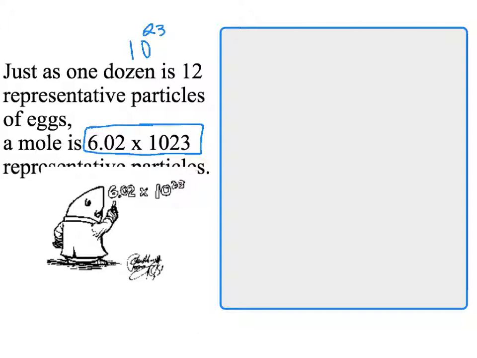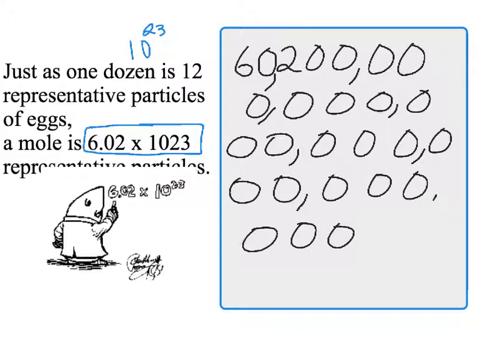Representative particles. Now again, on the last slide, representative particles meant atoms, ions, molecules, formula units. So we're dealing with chemistry concepts here, but the mole is just a way of representing a group of atoms, ions, molecules, or formula units. The reason that it's so large is because atoms and molecules are tiny. We can't see them. And so there are literally billions and trillions of atoms and molecules in every little substance that we look at with our eyes. So by using this number, we can quantify things in a way that's easy for us to understand.